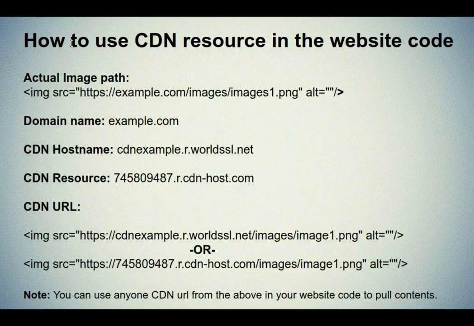Let's see the example on how to use CDN resource in the website code. If you want to pull the images or videos of your website through the CDN service, you have to replace the domain name with the CDN hostname or CDN resources in the website code. Here is an example. Suppose this is your actual image path. imgsrc equals https://example.com/images/image1.png. From where the images are loaded on your website and you want to pull it through CDN service.